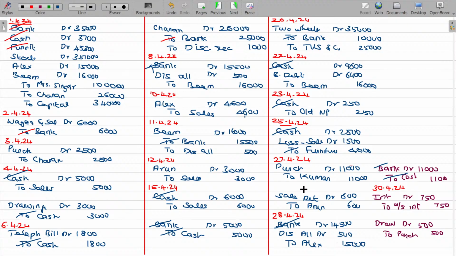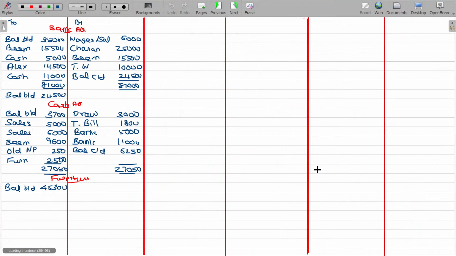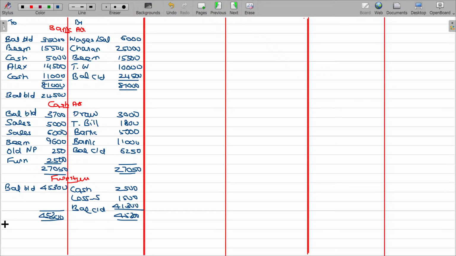Here is furniture 4,000. The opposite items are cash 2,500 and loss on sale 1,500. You have to post both by cash and loss on sale, 2,500 and 1,500. No more transactions, so close this. 45,300. Balance carried on 41,300. Balance brought down 41,300. Is that clear?